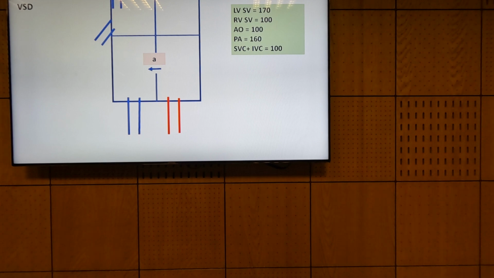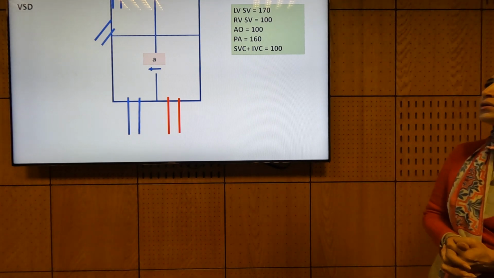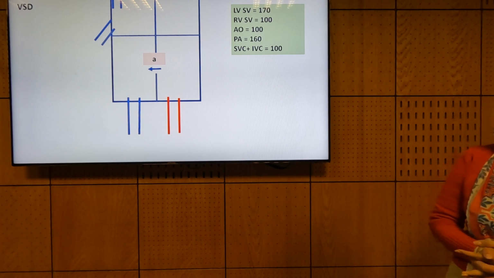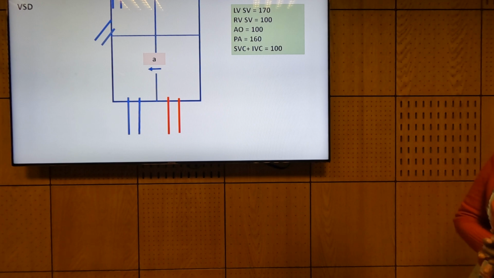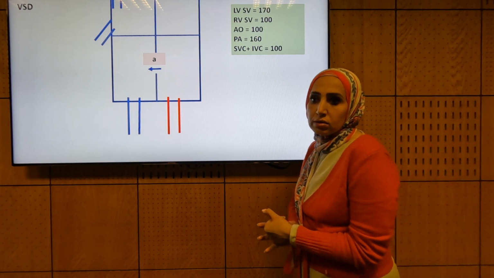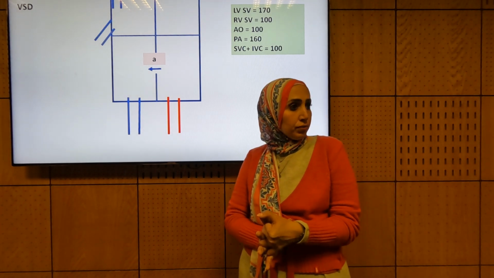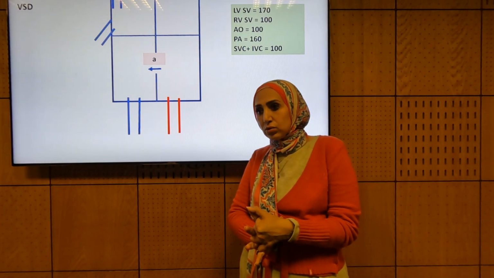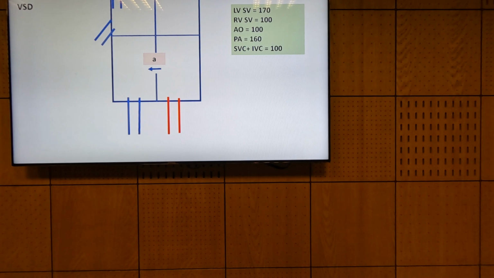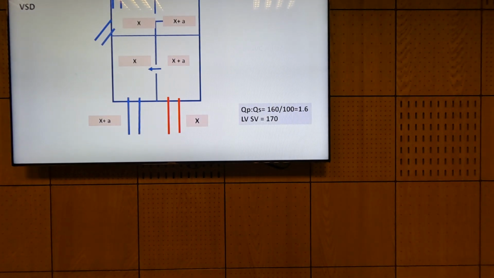They will tell us that left ventricular stroke volume is 170 and right ventricular stroke volume is 100. Which ventricle is overloaded? LV. And they said that aorta is 100 and pulmonary artery is 160. If we divide the pulmonary artery 160 over 100, it will give a QP/QS of 1.6. Is this significant or not significant? It's significant. And we have here that left ventricular stroke volume is more, so the left ventricle is overloaded. This is how MRI people calculate things. Okay.